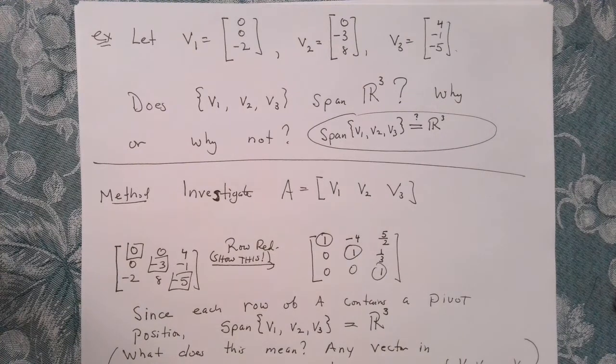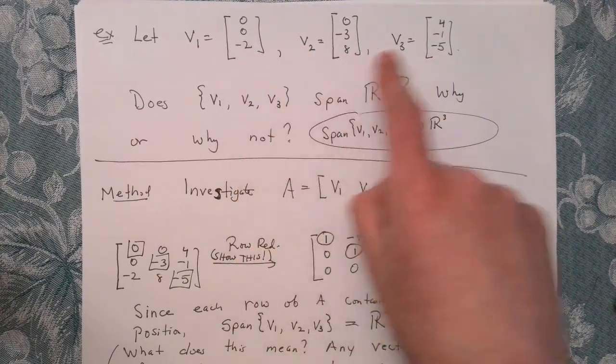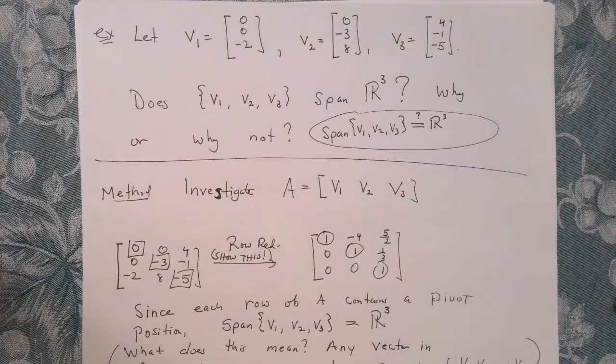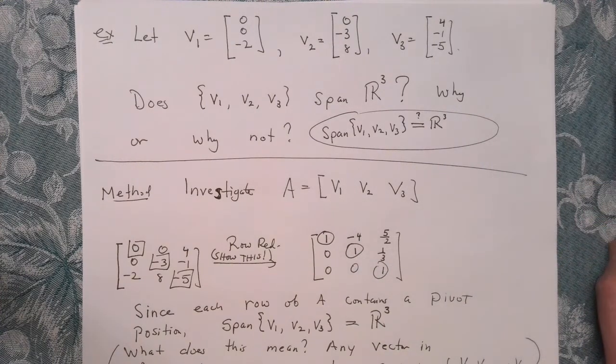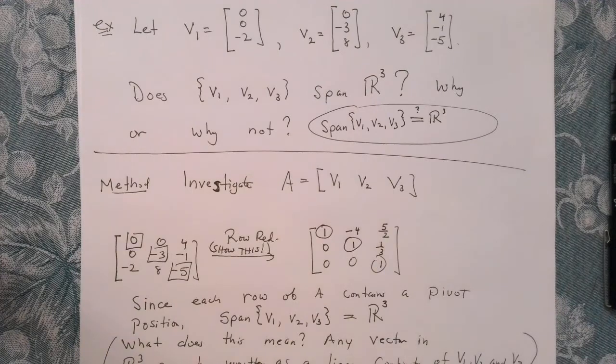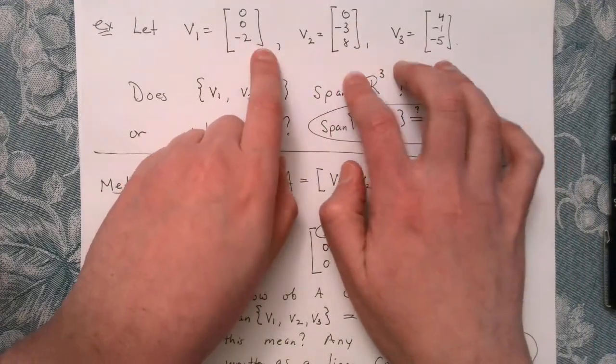So for example, if I choose the vector 1, 2, 3, because this spans R3, that vector 1, 2, 3 can be expressed as a linear combination of these. In fact, again, the fact that there's a pivot in every row tells me that any vector that I choose in R3 can be expressed as a combination of these.